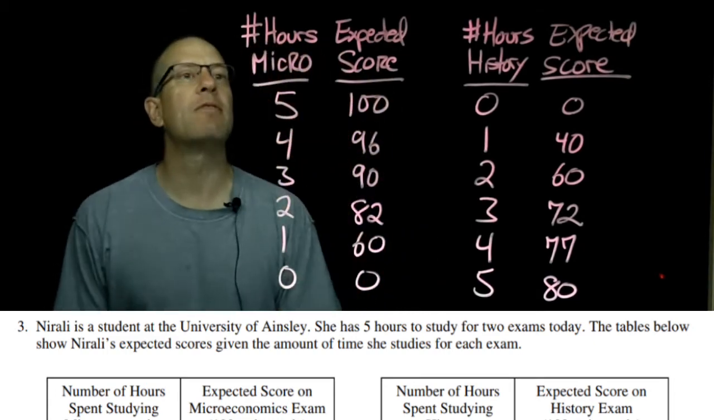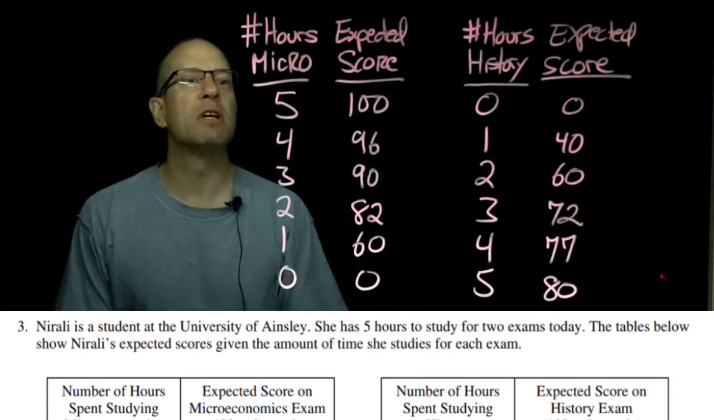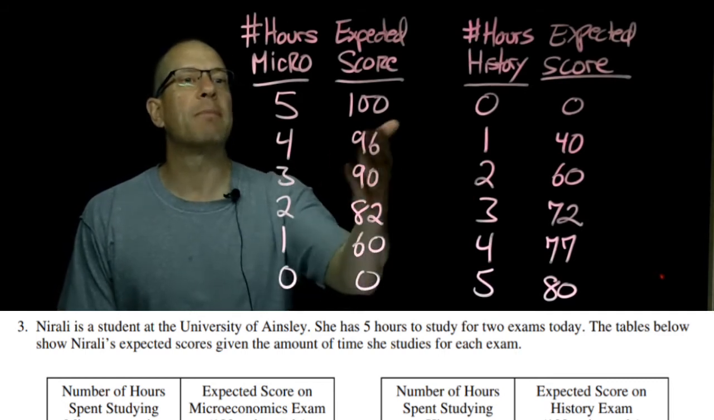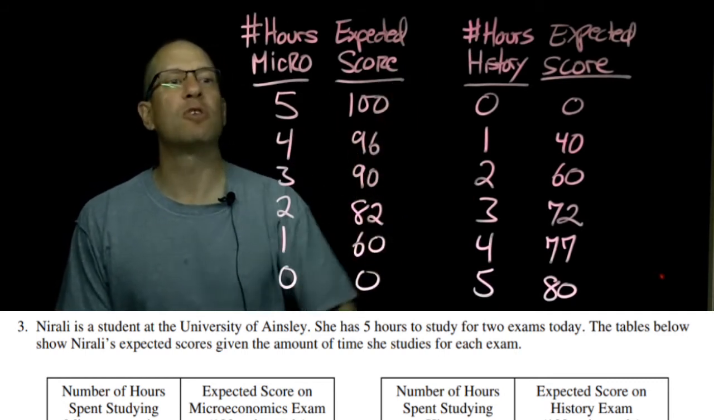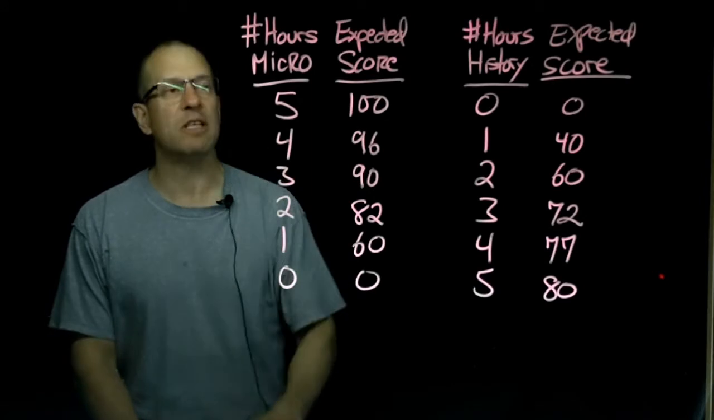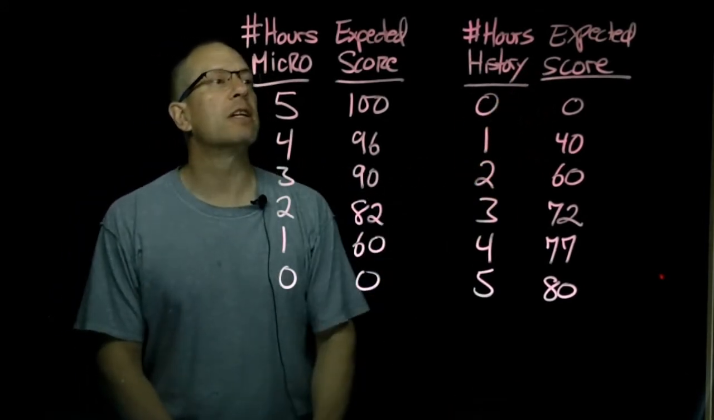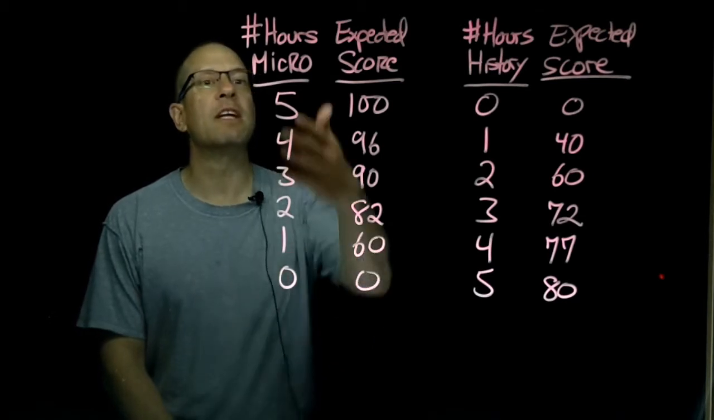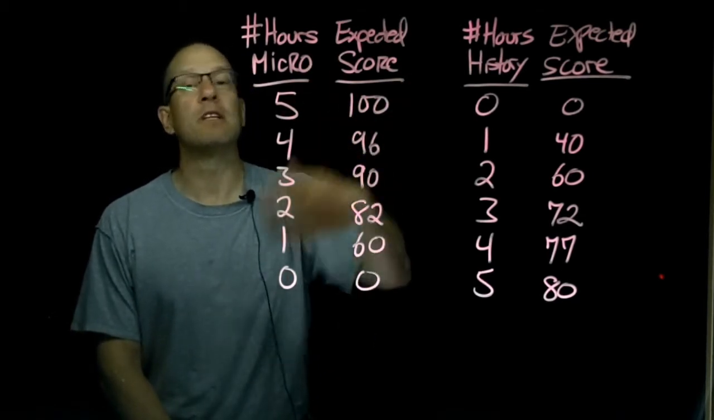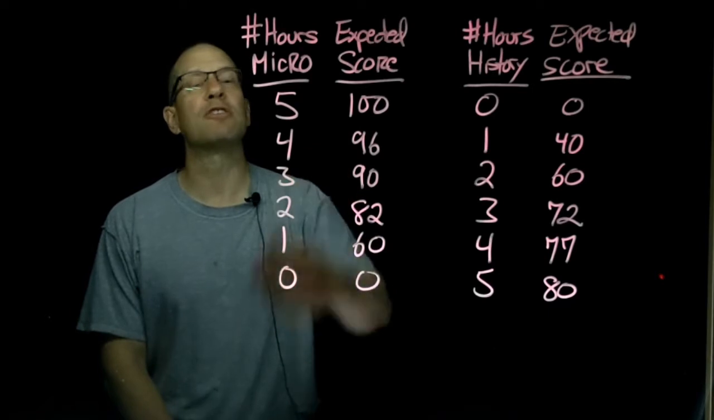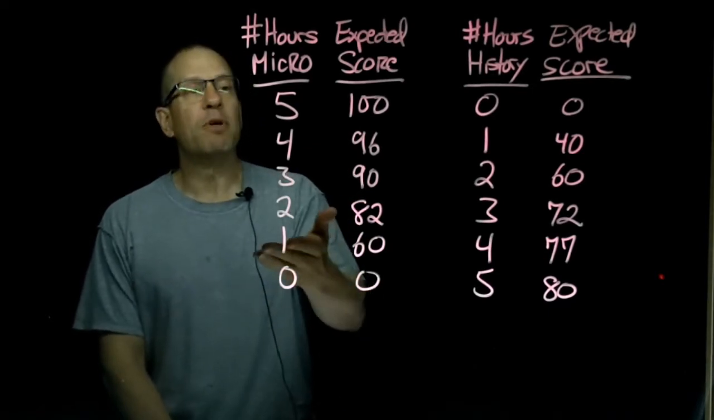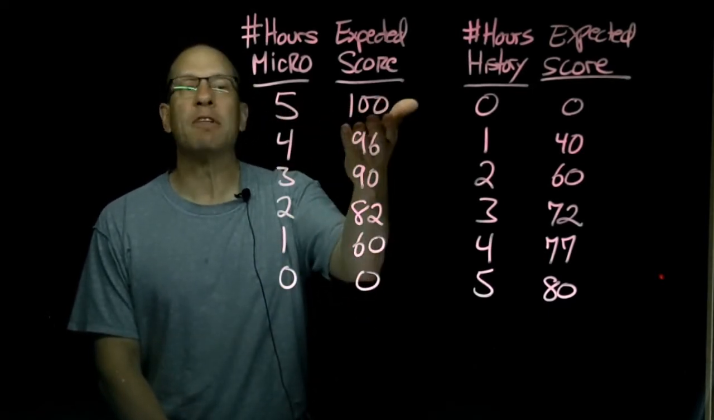So the table that they give you looks like this right here. The number of hours that she can study for microeconomics and the expected score that she can receive out of the 5 hours that she has. Same thing with history. In each hour that she puts in, there's an expected score that she'll receive. If she puts in all 5 hours into microeconomics, she's going to get 100.